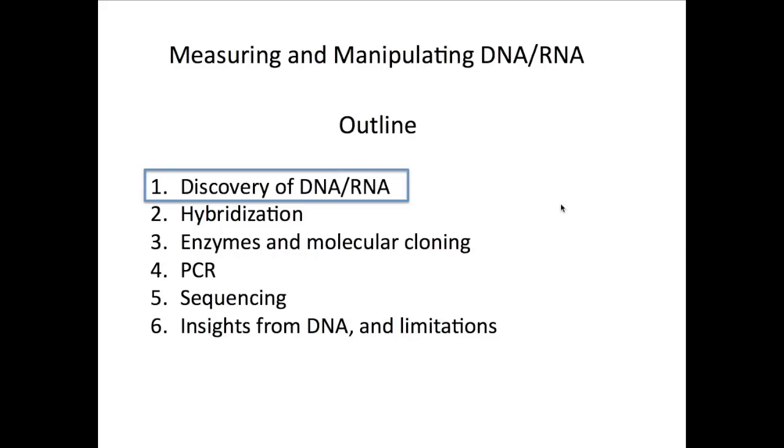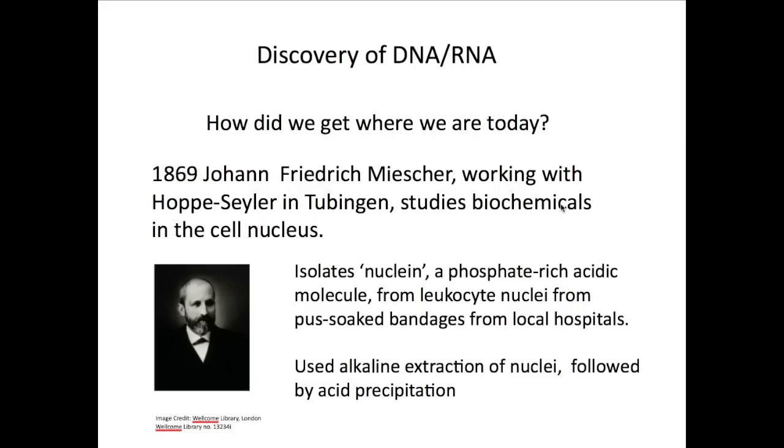So the first point is the historical overview, discovery of DNA and RNA. And how did we really get where we are today? In thinking about this topic, many people go back to the mid to late 19th century where chemists, in particular organic chemists, were beginning to make progress in studying the very complicated chemicals and substances that you can isolate from living things.